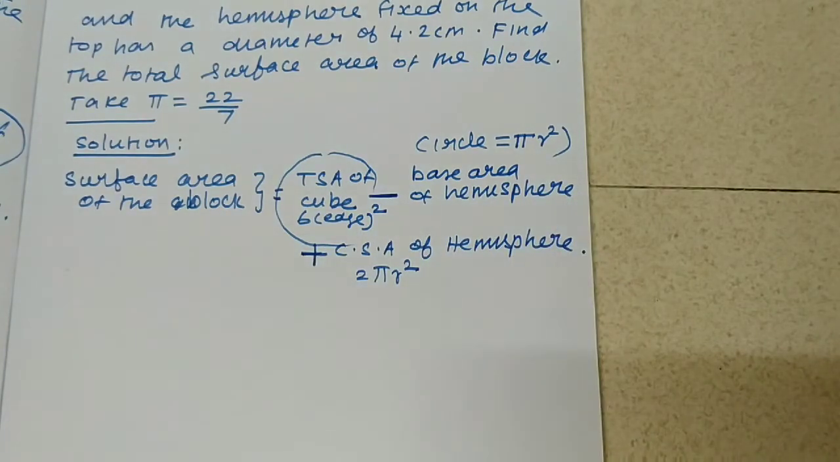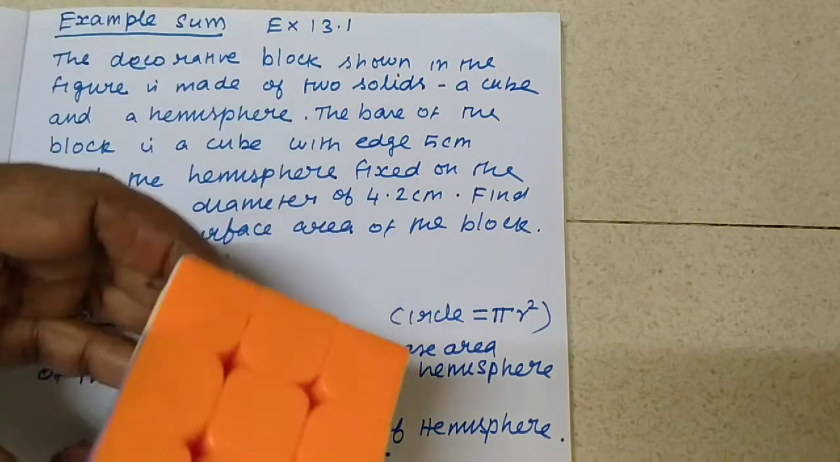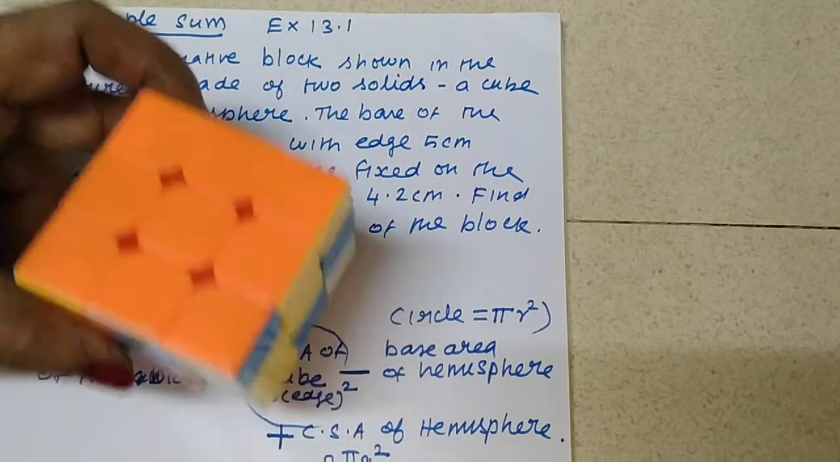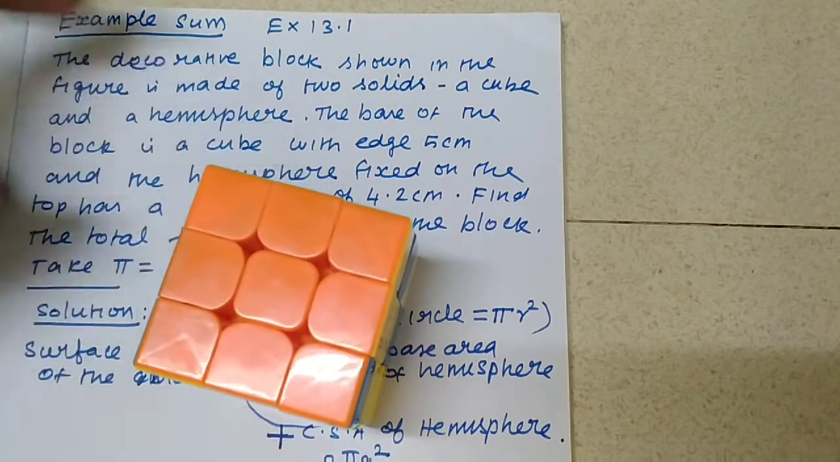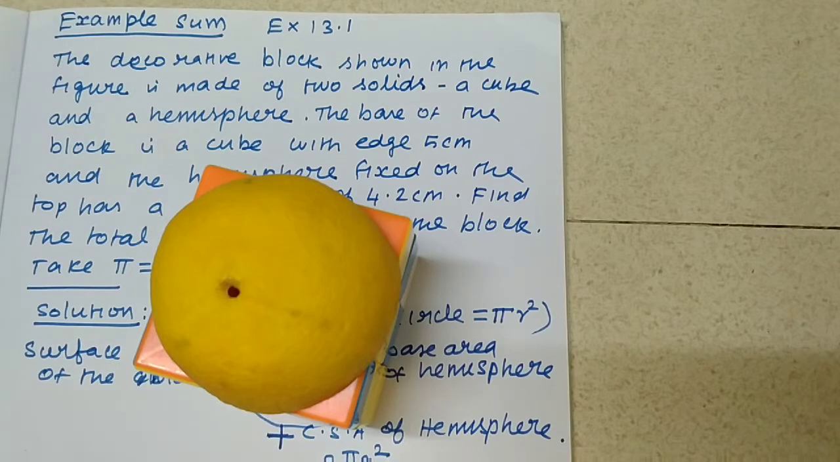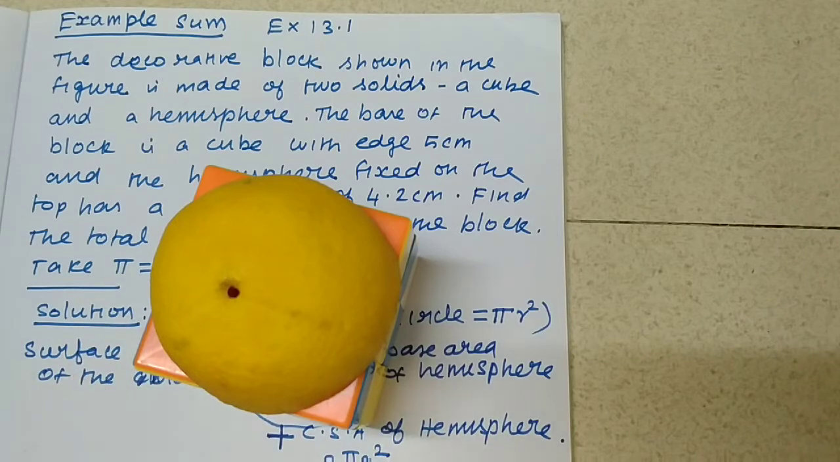This is another doubt. Now, the decorative block shown in the figure is made of two solids, a cube and a hemisphere. The base of the block is a cube with the edge 5 cm and the hemisphere is fixed on the top. The base of the solid is a cube and the hemisphere is fixed on the top. Now we have to calculate the surface area for this decorative block.